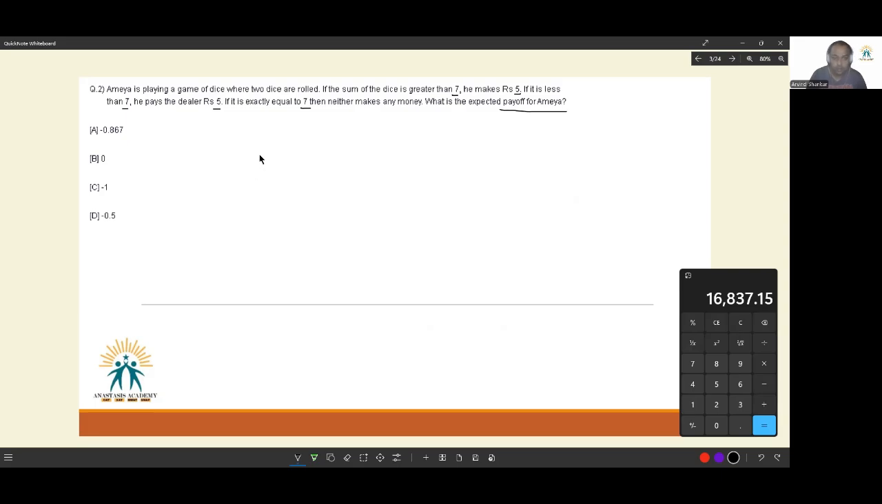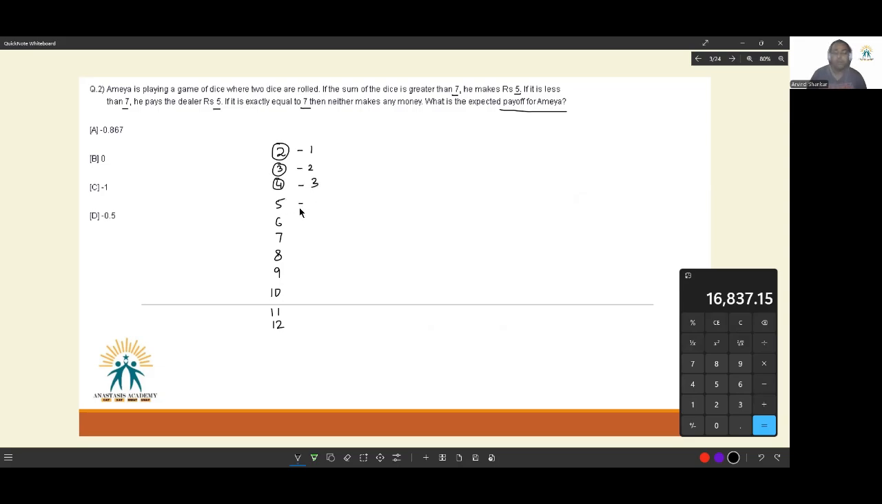Okay, look at this. When you roll 2 dice, the possibilities are either you get a 2 or a 3 or a 4 or a 5 or a 6 or a 7 or an 8 or a 9 or a 10 or a 11 or a 12. Now you get 2 when you have 1, 1. So there is just one case in which you get a sum of 2. There are 2 cases when you get a sum of 3, the cases being 1, 2 and 2, 1. For 4, you have 1, 3, 2, 2 and 3, 1. So you have 3 cases when you get 4.